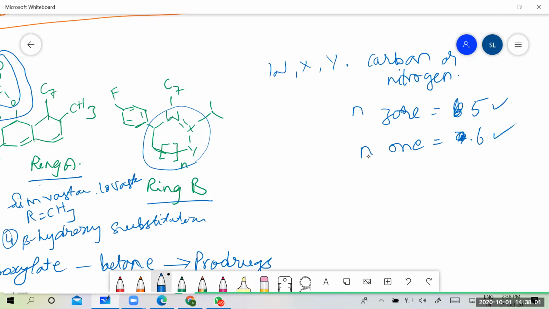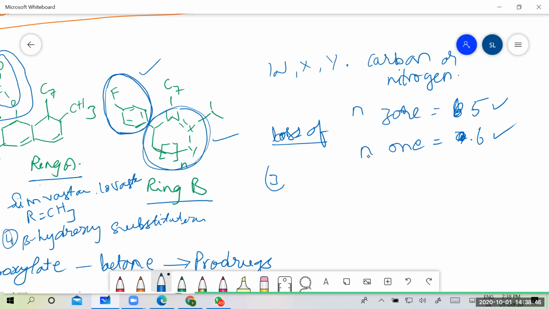Then the parafluorophenyl. So this is the parafluorophenyl. It cannot be coplanar with the central aromatic ring, and structural restraints to cause coplanarity have resulted in a loss of activity. That means the heterocyclic ring and the parafluorophenyl ring system should not lie in the same plane. If they lie in the same plane, there is loss of activity.